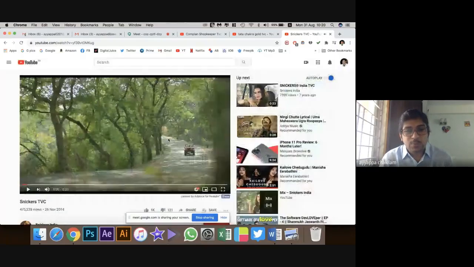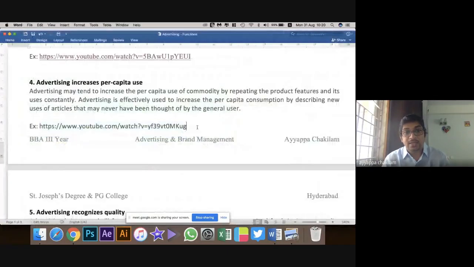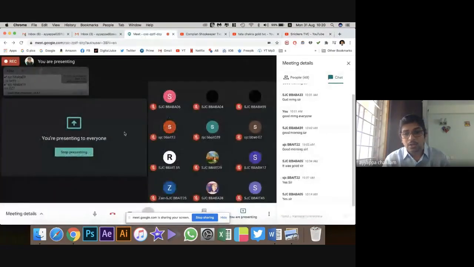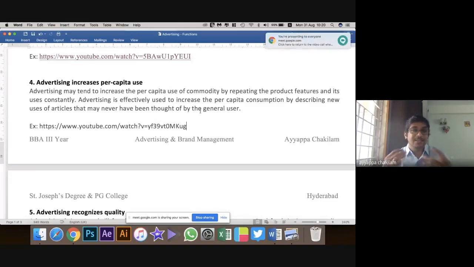So Snickers positioned itself as a hunger savior. It's not talking about how good the quality of the product is, how tasty Snickers is, how many nuts or how many nutrients are there in Snickers. But it's talking about the benefits of having a Snickers. When can you consume a Snickers? Because it says it's a hunger savior. That means when you're really hungry, have a Snickers. If we do not have anything to eat, Snickers is going to subside your hunger. You're going to feel better.